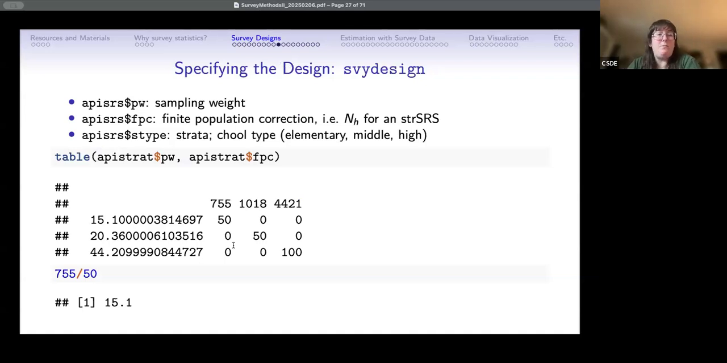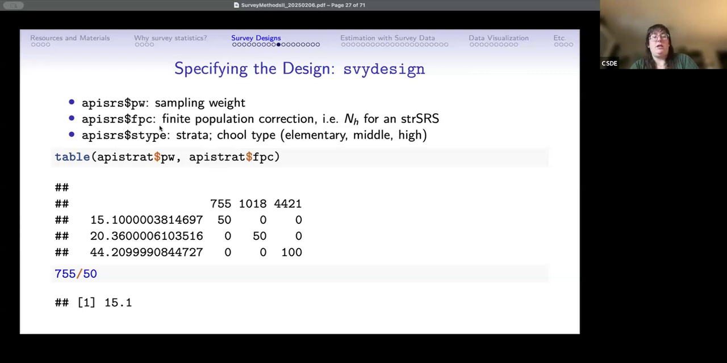So we're going to compare now the API SRS data set that we saw and the API strat data set, which is the stratified simple random sample where we've stratified by school type, the S type variable, which is elementary, middle, and high. And so I'm here just doing a crosstab between the weights for each school sampled into the API strat sample and their finite population corrections. Sorry, these should say strat.